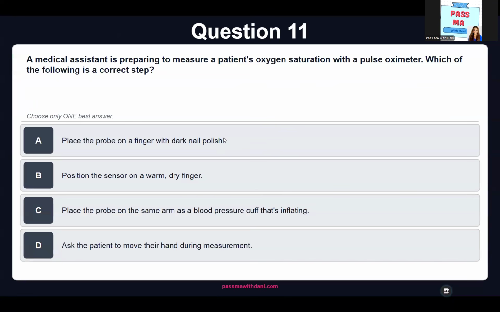All right, next question, number 11. A medical assistant is preparing to measure a patient's oxygen saturation with a pulse oximeter. Which of the following is a correct step? A, place the probe on a finger with dark nail polish. B, position the sensor on a warm, dry finger. C, place the probe on the same arm as a blood pressure cuff that's inflating. Or D, ask the patient to move their hand during the measurement.